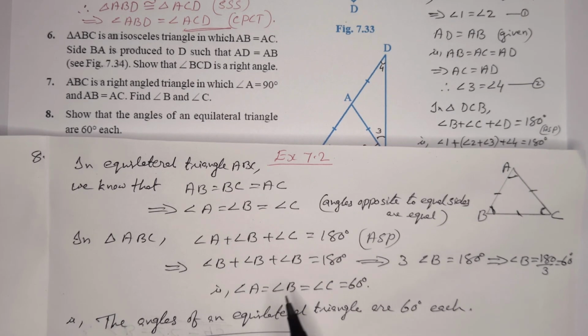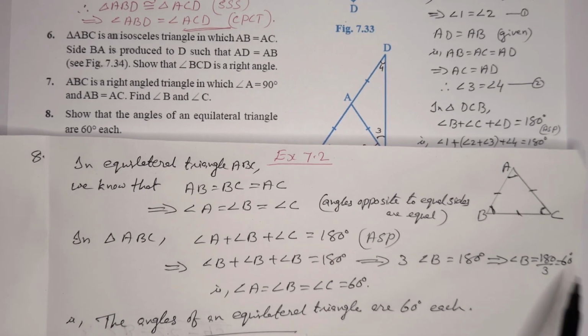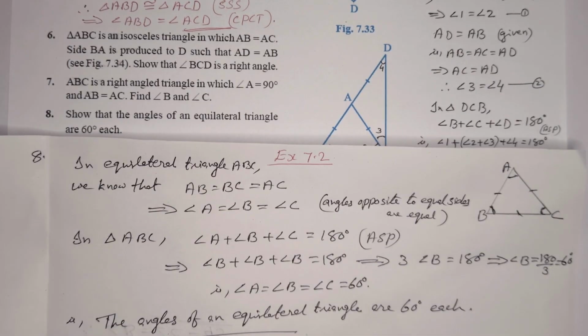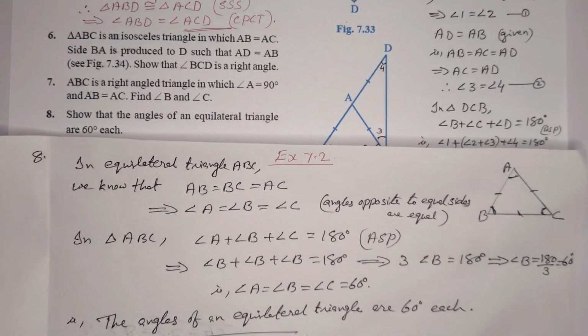So we can write all the three angles. Angle A is equal to B is equal to C is equal to 60 degrees each. That means the angles of an equilateral triangle are 60 degrees each.